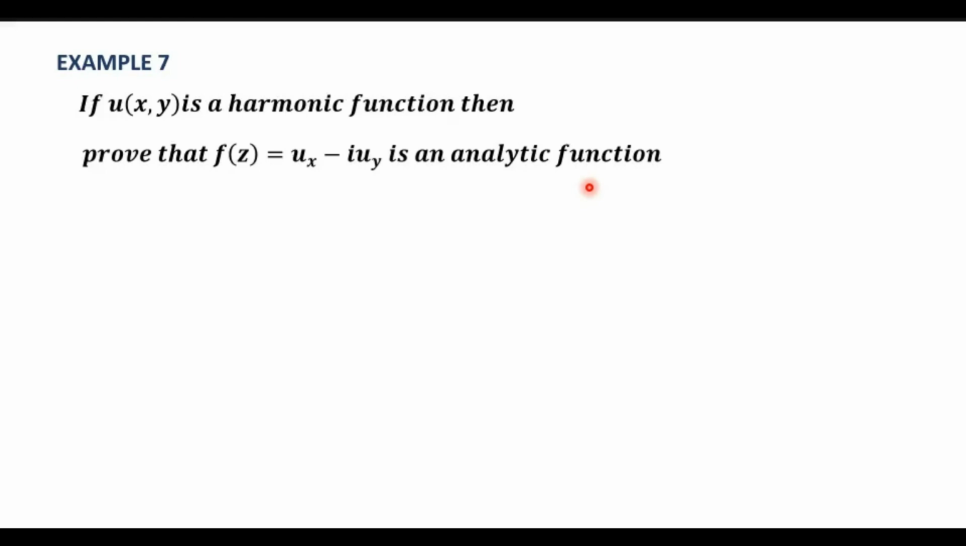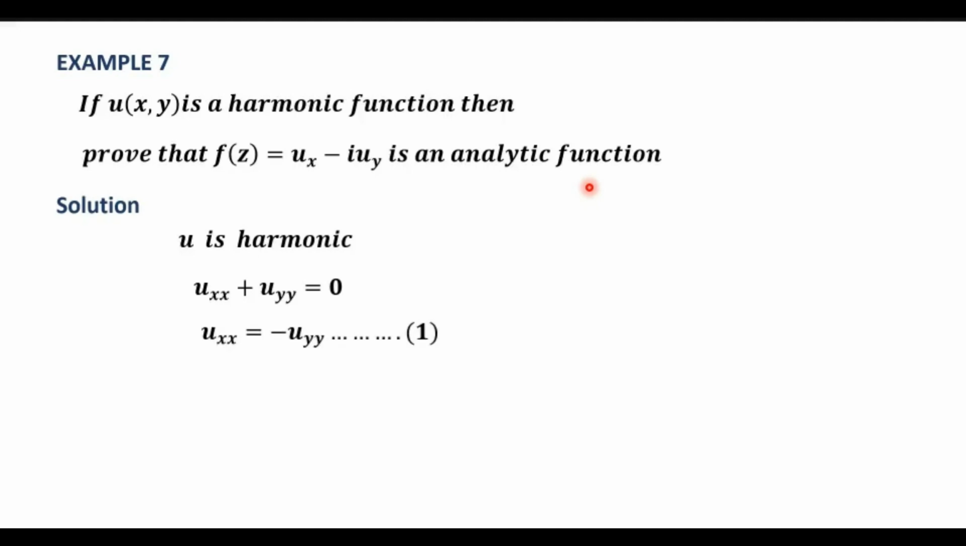So u harmonic function means we can write uxx plus uyy equal to 0. Okay, so from this we can write that uxx is equal to minus uyy. We have got the first condition that u is a harmonic function, so uxx is equal to minus uyy. Second part, what to prove: f of z is an analytic function. This is the given condition. This is to be proved.